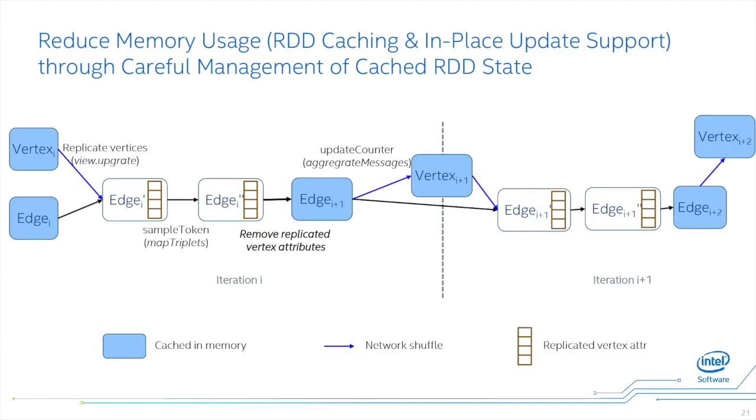So what we try to do is start with a cached vertex and a cached edge, and in that edge we do not maintain any vertex data. So that edge has no vertex attributes replicated. We start with that, and then in each iteration, we do a shuffle to get the data from the vertex to the edge, and then we sample tokens on that edge I prime. We can do an in-place update on that. After that, we get a new edge. And then one step we added is that we remove all those replicated vertex attributes. We get an edge I plus 1, and then we cache it in memory. Using edge I plus 1, we can compute a vertex I plus 1, and then go to the next iteration.